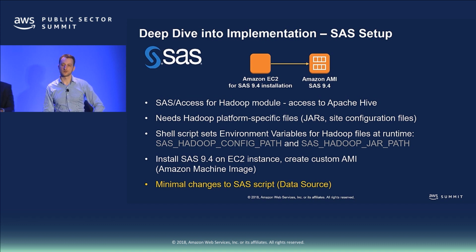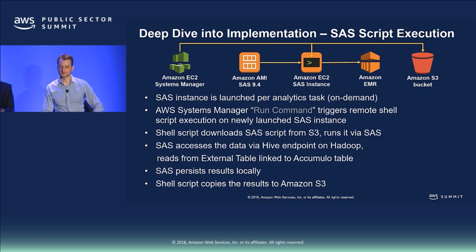We installed SAS on EC2 instance, created the AMI, which is Amazon Machine Image, and you saw in the demo that there were only minimal changes required to the SAS script just to point to the right data source. And so once we have the AMI, we can launch SAS instances on demand from our AMI. And those SAS instances have an embedded shell script that drives all the execution. So it's a controller script for us.